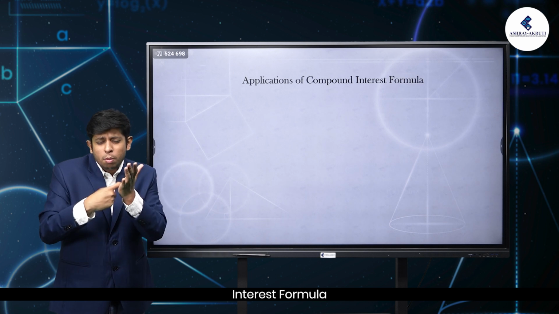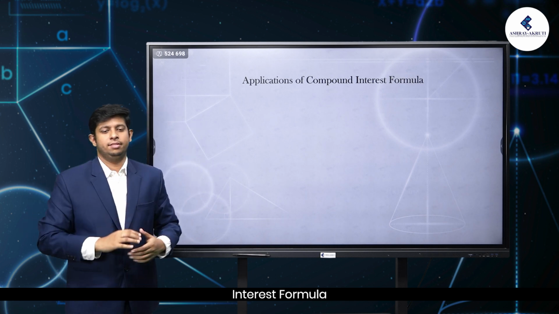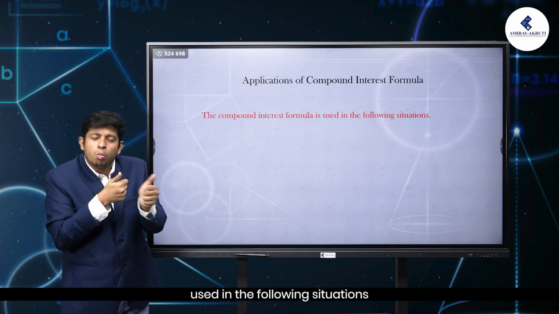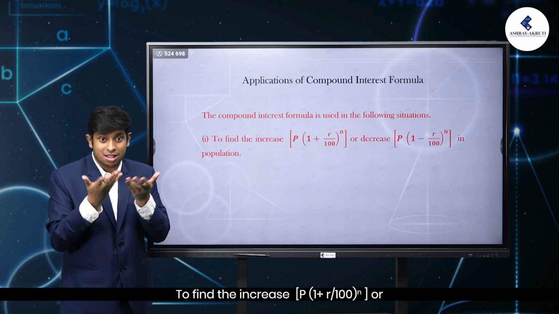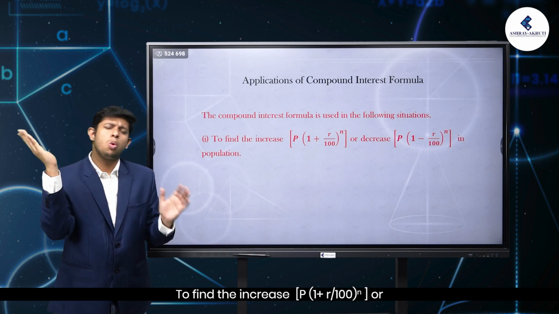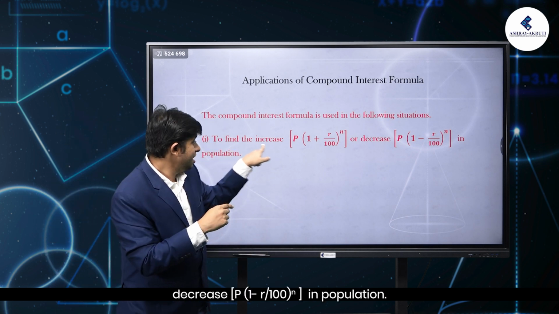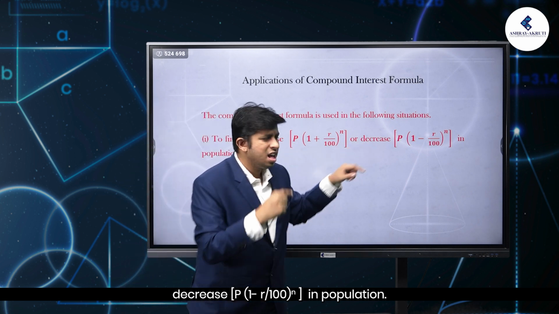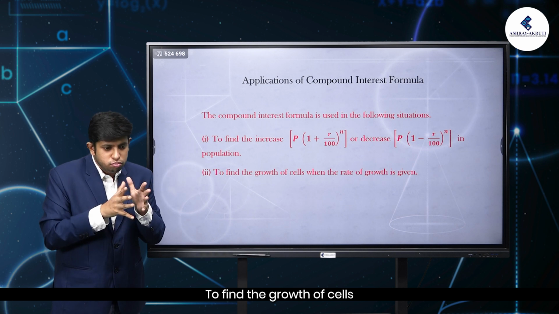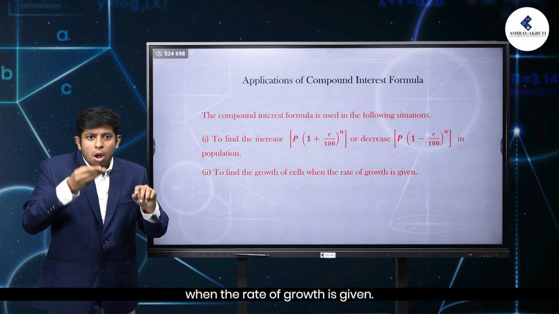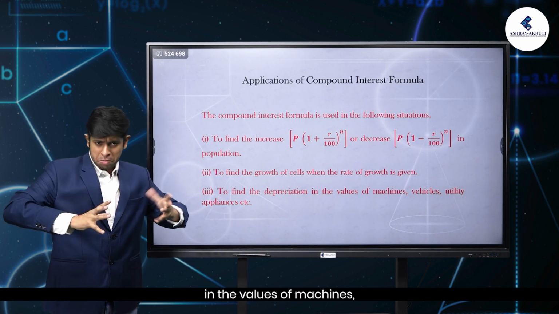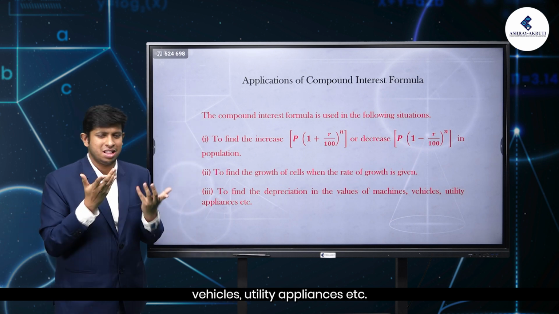Applications of compound interest formula. The compound interest formula is used in the following situations. To find the increase, P into 1 plus R by 100 whole power n, or decrease, P into 1 minus R by 100 whole power n in population. To find the growth of cells when the rate of growth is given. To find the depreciation in the values of machines, vehicles, utility appliances, etc.